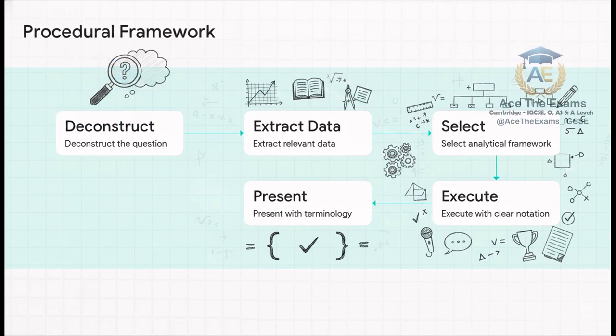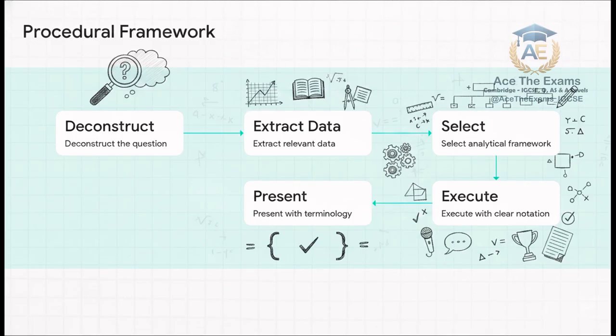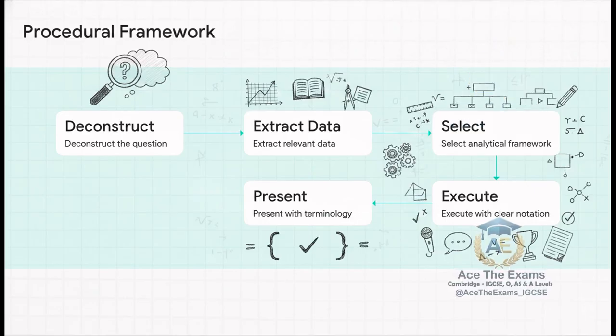Step 2, extract relevant data from texts and tables. Step 3, select your analytical framework. Top students often use a variation of the PEEL framework here: point, evidence, explanation, link. You state your mathematical point, provide the formula as evidence, explain the substitution, and link it to the final format required. Step 4, execute with clear notation. And Step 5, present your findings with correct terminology.